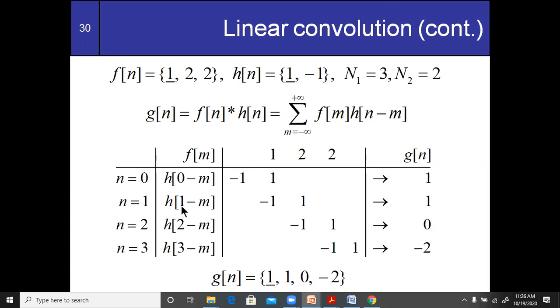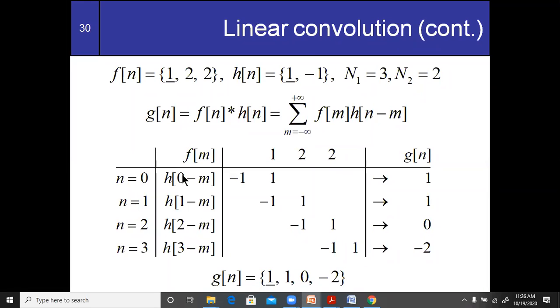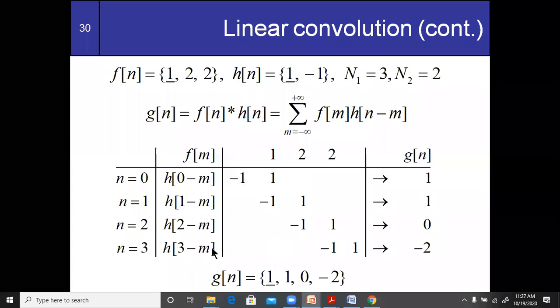Now, when n is equal to 1, we will have h of 1 minus m. Now, this is just a shifted version of this by 1 unit to the front. That is, this is moved front 1 unit. Then when n is equal to 2, we will have h of 2 minus m, which is again 1 unit shifted to the front of this value. So that means this is shifted by the 1 unit over here. Similarly, 3 minus 1 is again further 1 more shift.